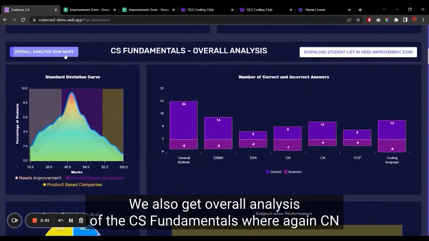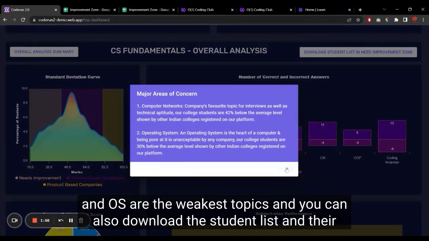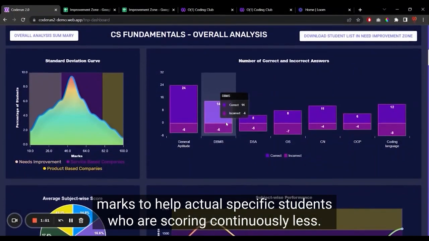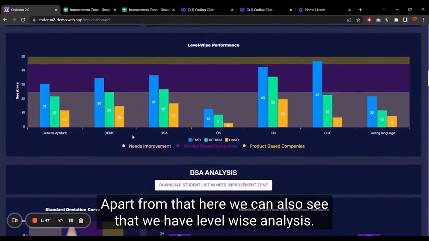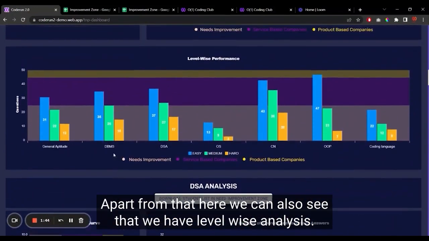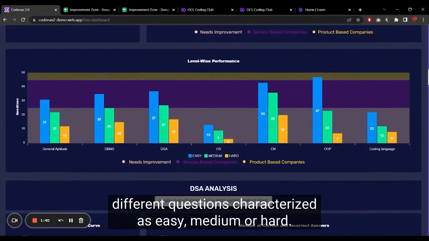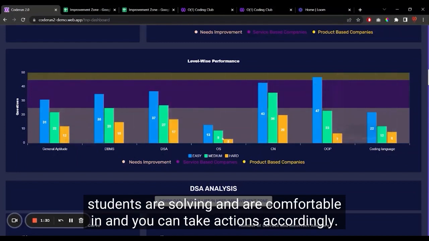We also get overall analysis of the CS fundamentals, where again CN and OS are the weakest topics, and you can also download the student list and their marks to help actual specific students who are scoring continuously less. Apart from that, here we can also see that we have level wise analysis. Basically in each subject we have different questions characterized as easy, medium or hard. So we can see how many questions of which particular difficulty your students are solving and are comfortable in, and you can take actions accordingly.